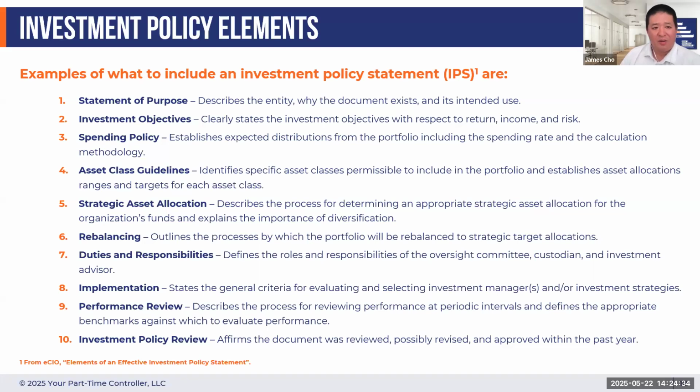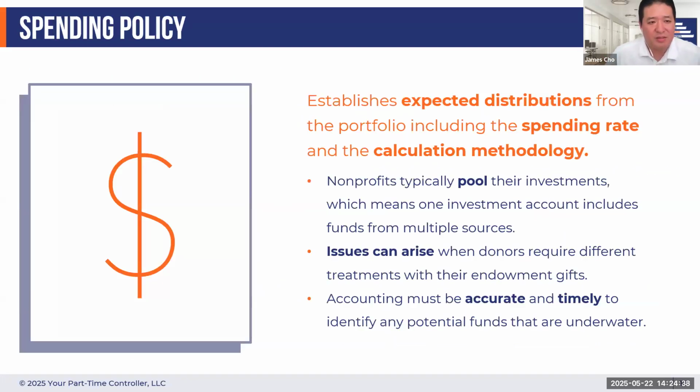So now I'll spend a little more detail on a couple more of these. The spending policy: the orange text here reiterates what I went over, what ECIO says to include in the investment policy, but I've added a little more bullet points. When you get investments from different sources, they're usually put into one investment account. If you have, say, 5 endowment funds for 5 different people, you can grab that $5 million and put it into one investment account. That's called pooling, and that's okay, right?